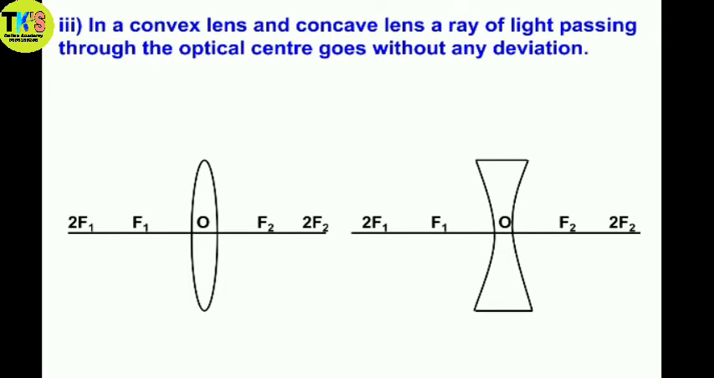Now we will discuss third case. In a convex lens and concave lens, a ray of light passing through the optical center goes without any deviation.